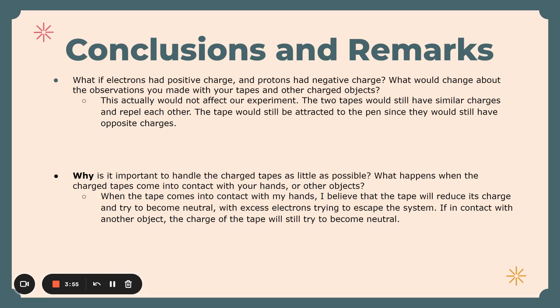So, what if electrons had positive charge and protons had negative charge? Would this change the observations we make with our tapes and our other charged objects? It actually wouldn't affect our system in our experiments, since the two tapes would still have similar charges and repel each other. And the tape would still be attracted to the pen since they would still have opposite charges. Because if we rub the plastic pen in my hair, it would get positively charged, and if I bring that to the negatively charged U tape, they would still attract.